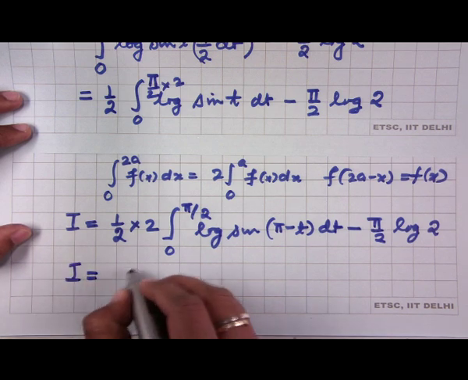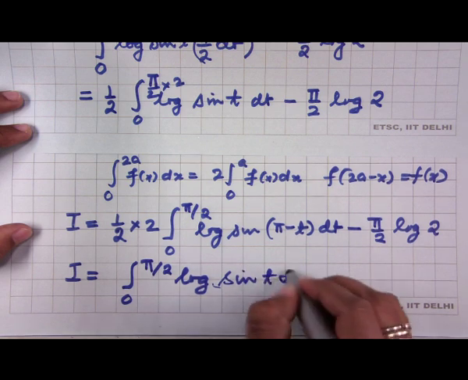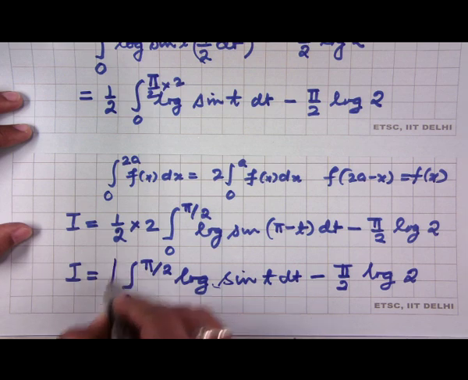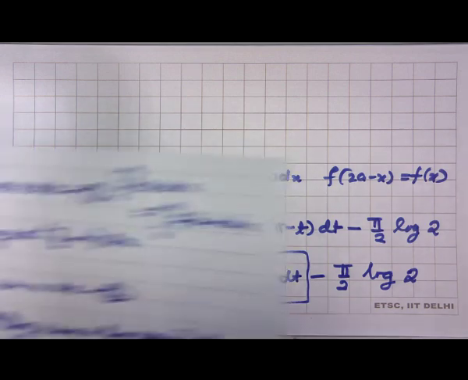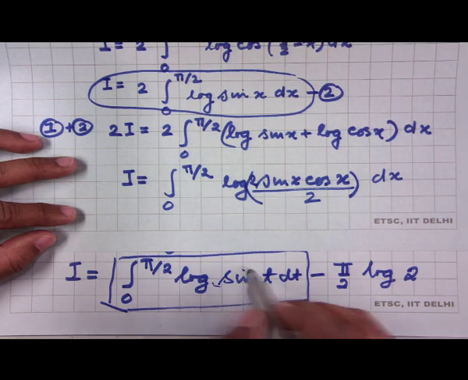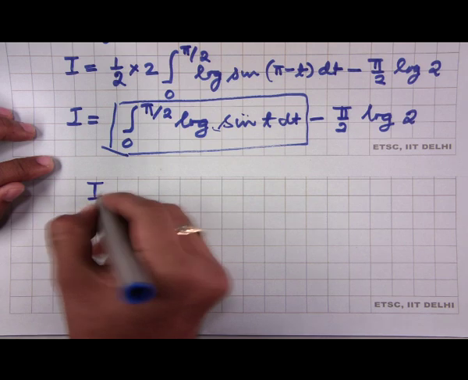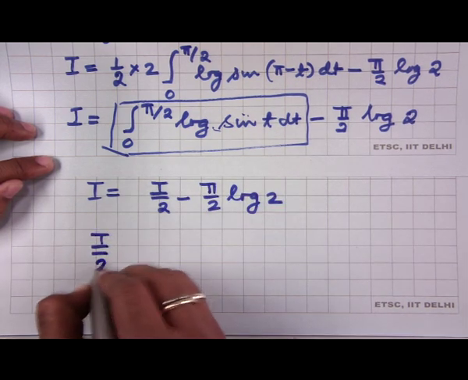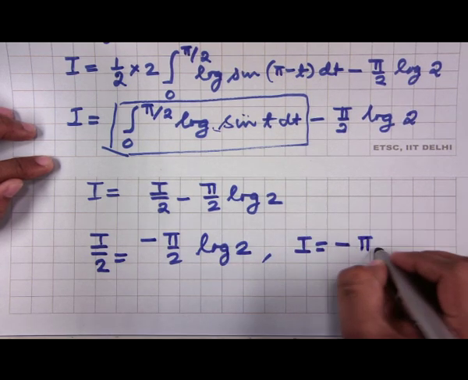So, therefore, I is equal to integral 0 to pi by 2 log sin t dt minus pi by 2 log 2, and we know from our previous calculation what is the value of this. Let me show you. By previous calculation the value of this is I by 2. So, we got finally I equals to I by 2 minus pi by 2 log 2. Therefore, I by 2 is minus pi by 2 log 2. So, therefore, I equals to minus pi log 2.